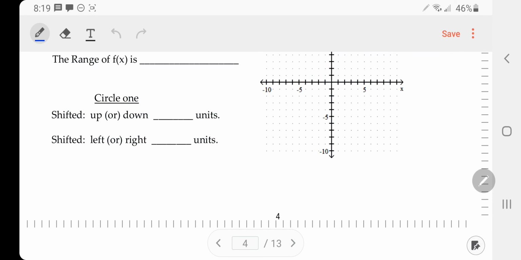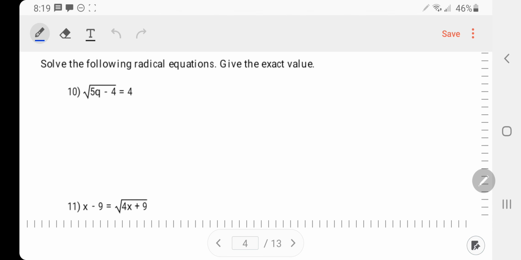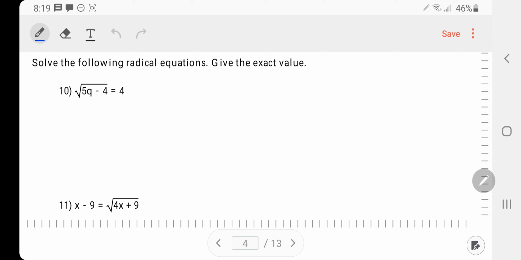We've got one more problem to look at before we shut this video down. We need to solve a radical equation. Saved easy stuff for last. So we've got 5q minus 4 under the square root equals 4. When you're solving a radical equation, the first thing you want to make sure of is that the radical is isolated, so only square root stuff on the left.